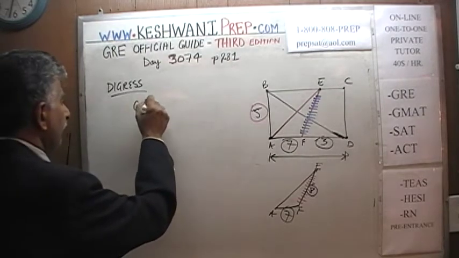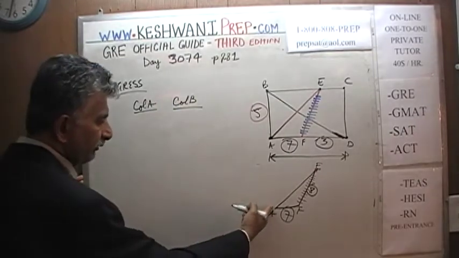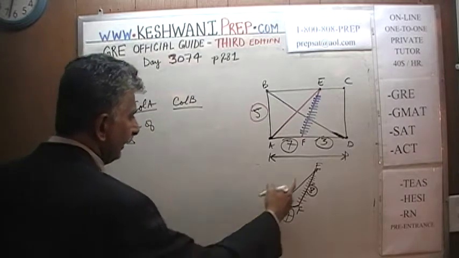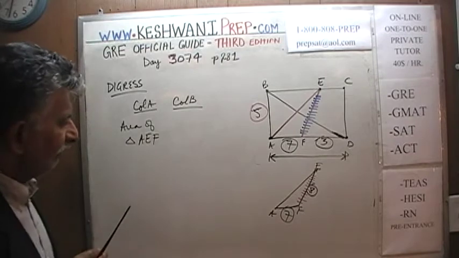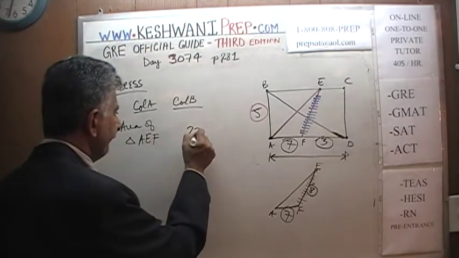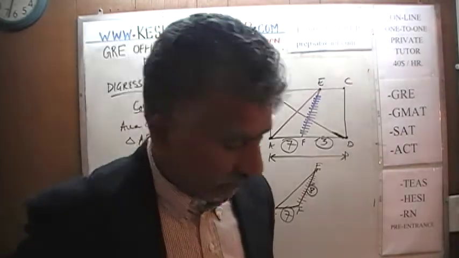So, column A and column B. We're being asked here to compare this triangle, the area of triangle AEF, versus 28. Now, listen very carefully.